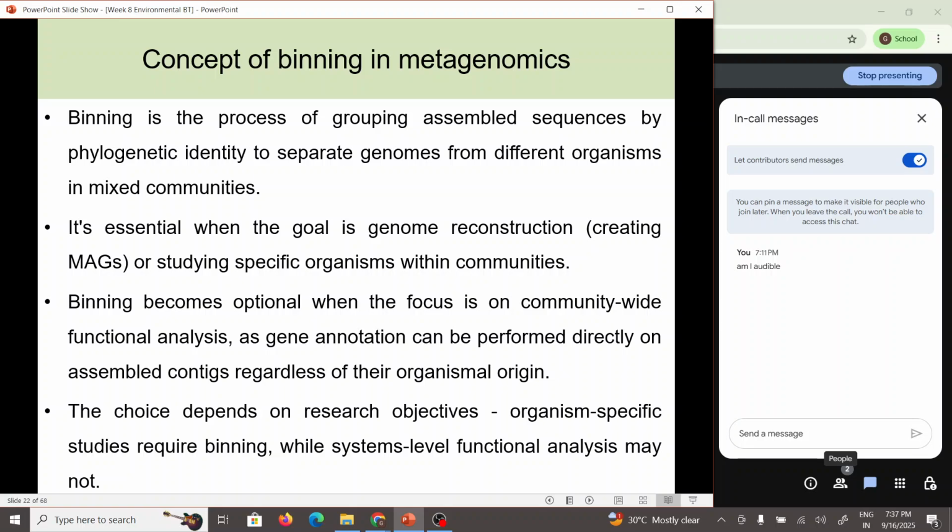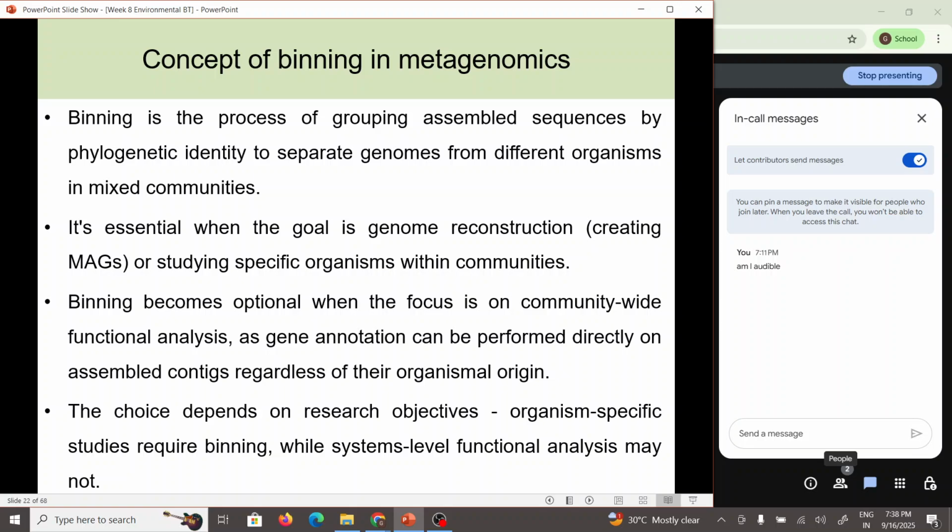There is one more thing called binning in metagenomics. Binning is the process of grouping the assembled sequences. So now we have joined the fragments into contigs, and the contigs into MAGs. Now we are going to assemble them into different groups. The basis for this grouping is the phylogenetic identity.